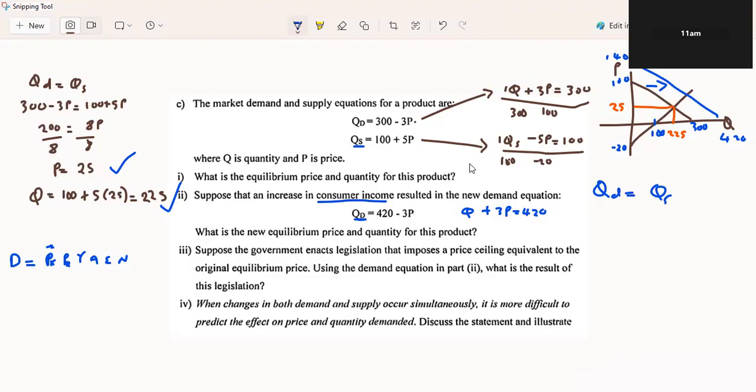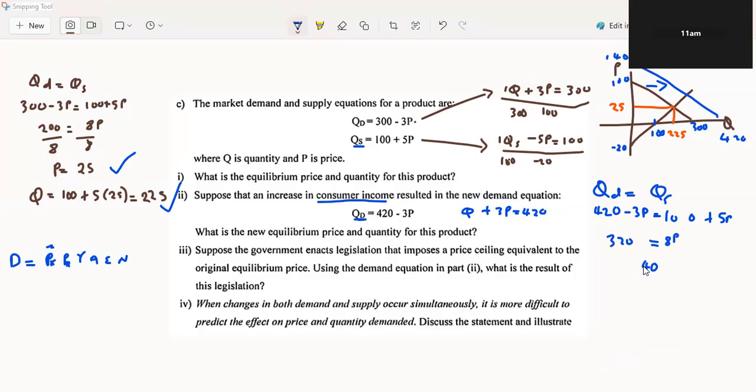So when you equate this, quantity demanded is what? 420 minus 3p. Then the quantity supplied, 100 plus what? 5p. Then here this will subtract and we have 320. This will add, going to have 8p. And 8p we divide on both sides. What are we going to have? P is equal to 40. So our initial equilibrium price was 25, but now it increases to 40.